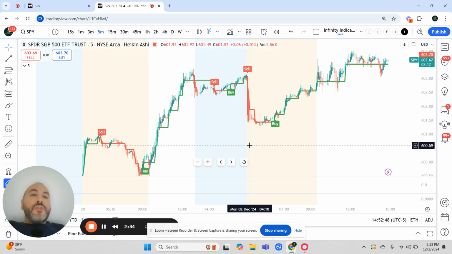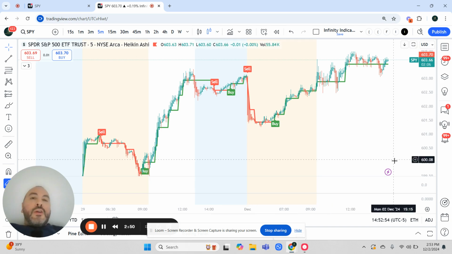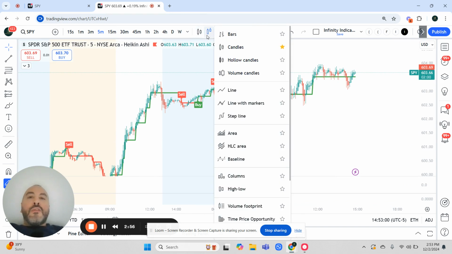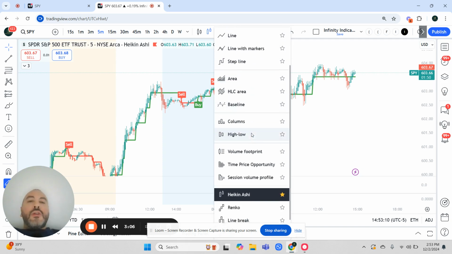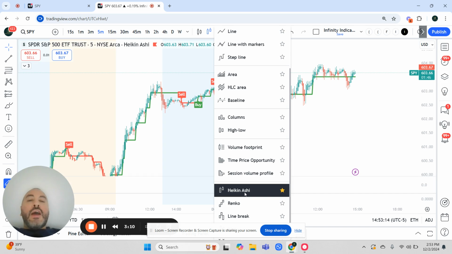So in this class again, I want to cover candlesticks. If you go over here in your TradingView, you'll see something like a little candle type bar thing. So you have different charts. You have bar charts, you have candle charts, you have line charts. We're going to be using candlestick charts and Heikin Ashi candlesticks.